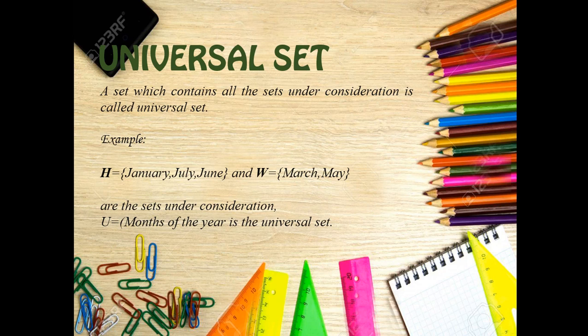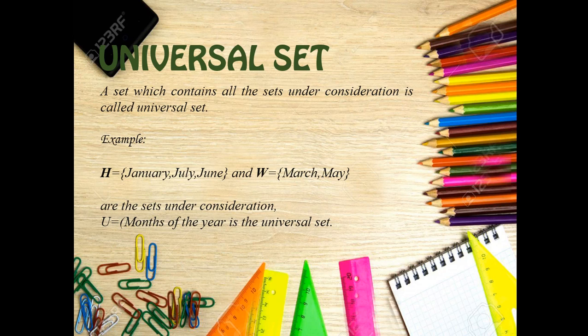For example, if you are talking about 2 or 3 sets, all the elements of these sets are present in a big set, which is called the universal set. See, H is equal to {January, July, June}, and W is equal to {March, May}. Now what will be the universal set of these two sets? H and W are the sets under consideration. That means these are the two sets we are talking about.